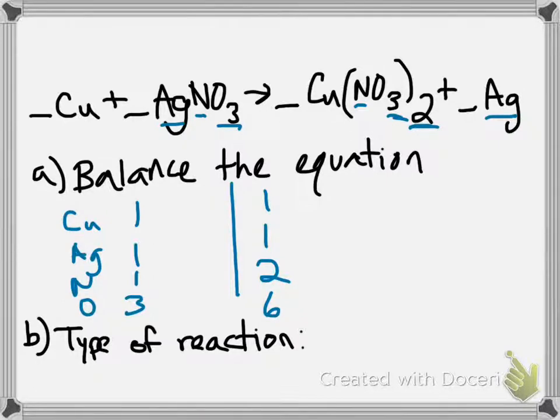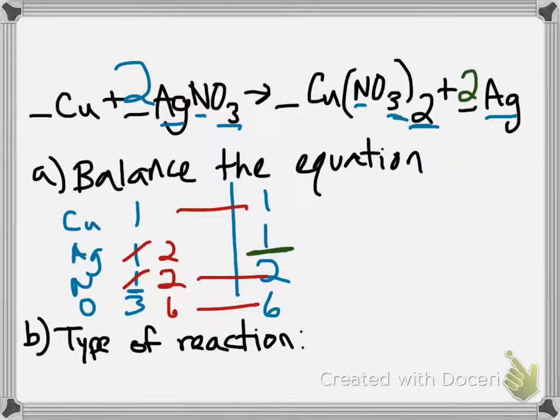So I'm going to start by balancing my nitrogens, so I need more on my reactant side, so I'm going to put a 2 here. Well, that changes my silver to 2, and it changes my nitrogen to 2, and it changes my oxygen to 6. So now my oxygens are balanced, my nitrogens are balanced, my coppers are balanced. I just need to balance my silver. So I need more silver on my product side, so I'll put a 2 here. That will make that 2, and everything is balanced. So this is our balanced equation.